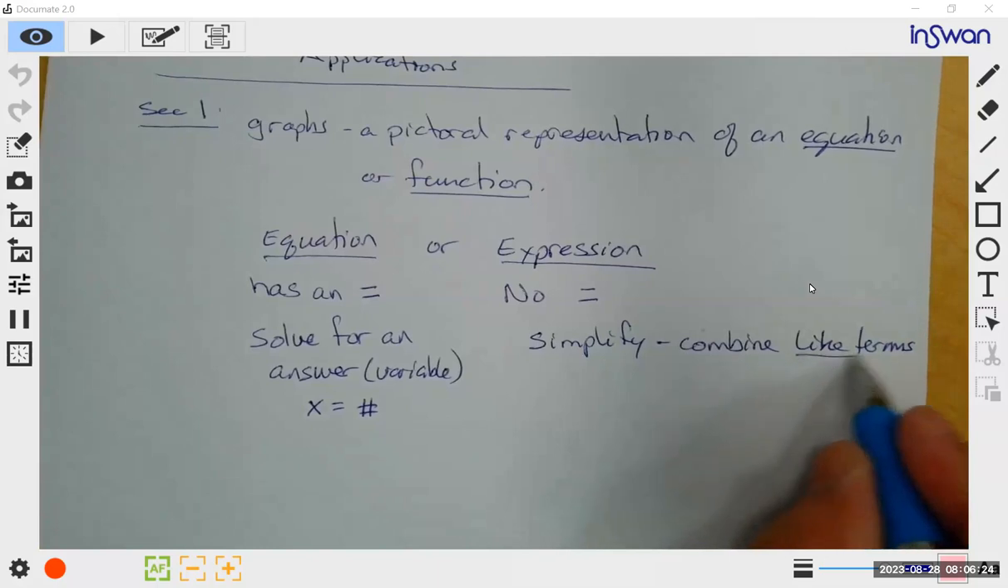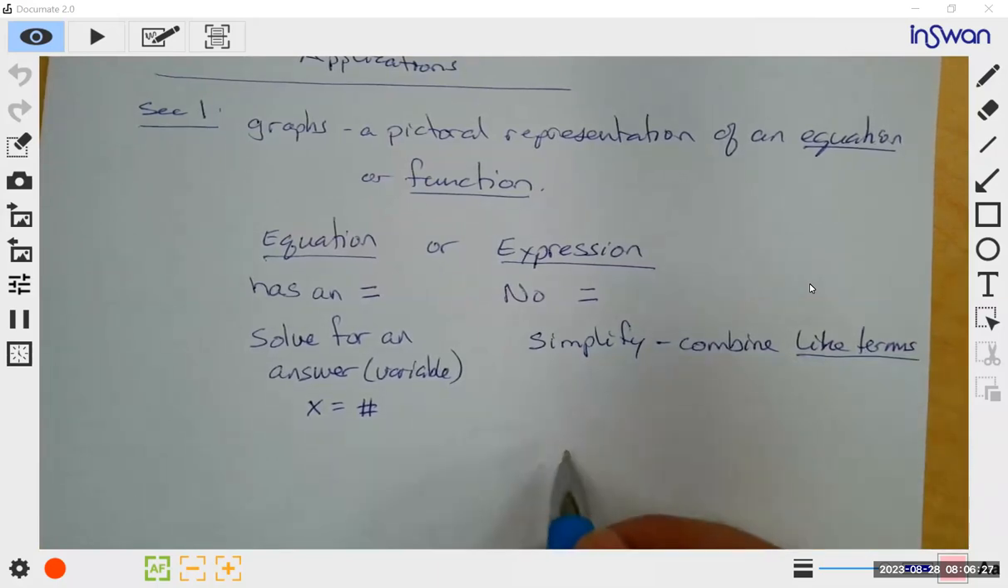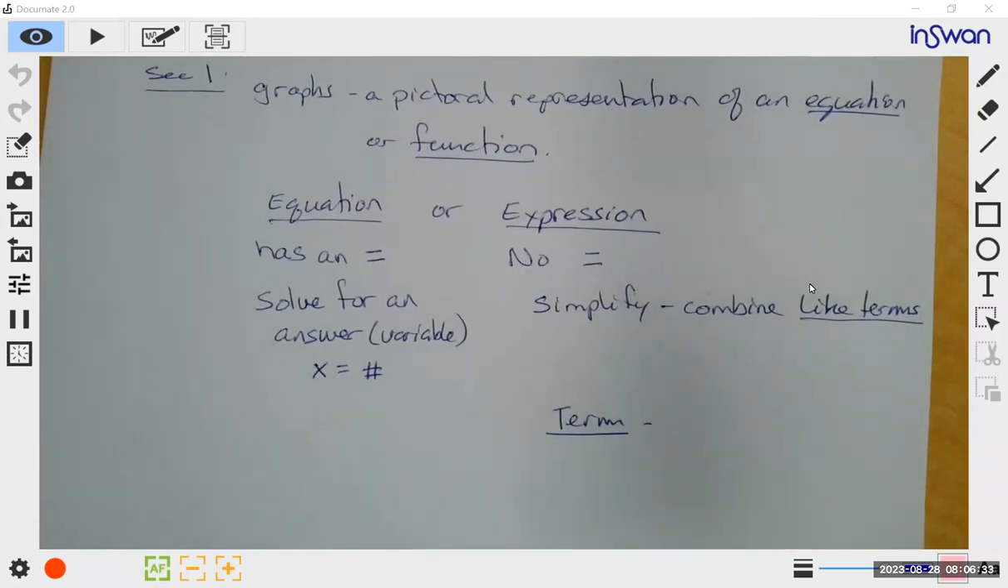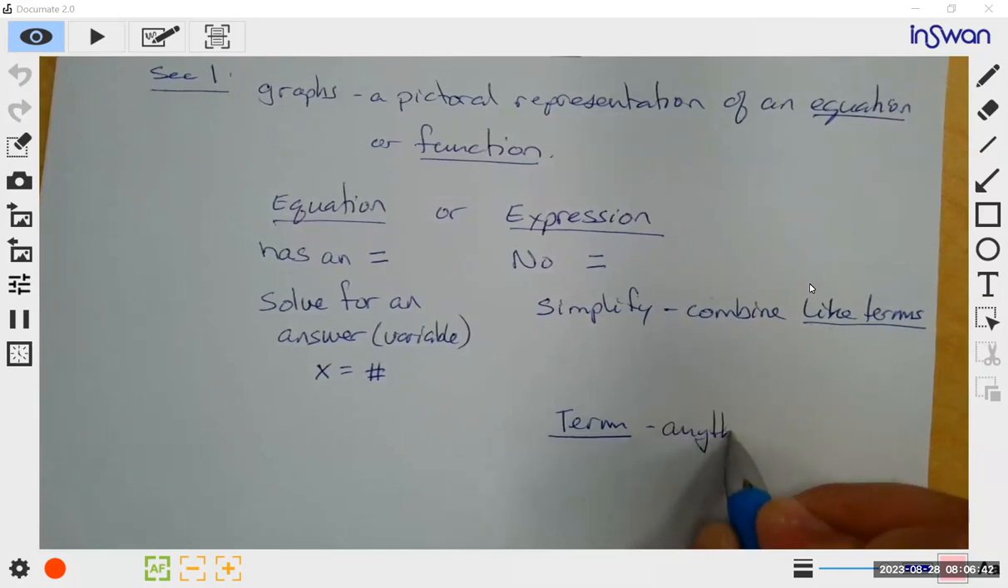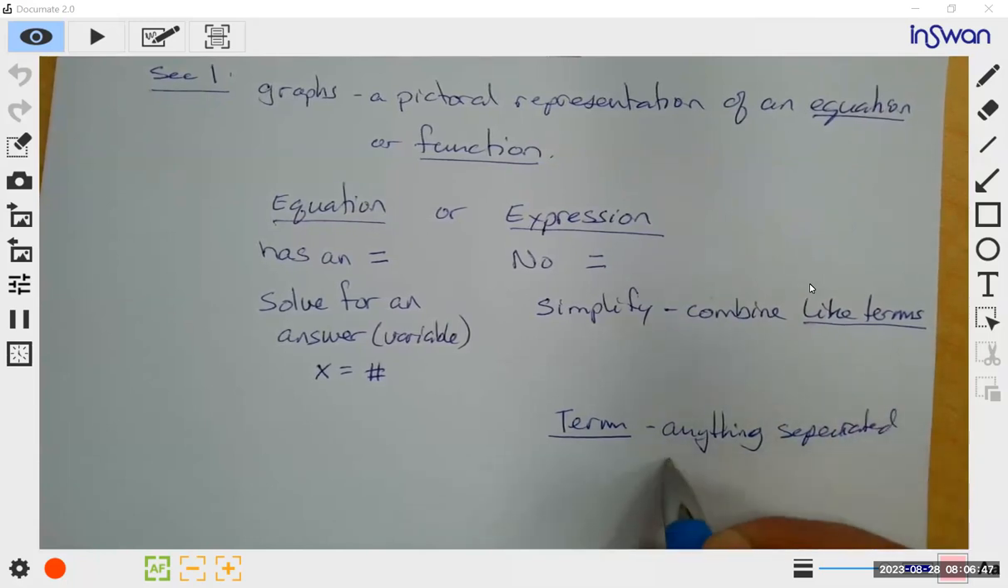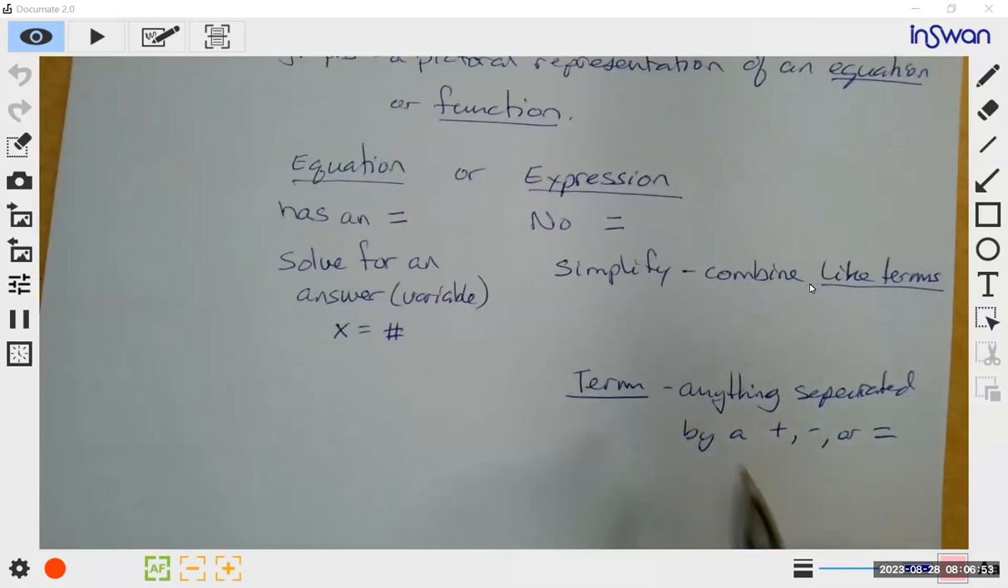Okay, what do we mean by like terms? What is a term? Yeah, there are letters and numbers. Basically a term is anything separated by a plus, minus, or equal sign. Letters and numbers or a combination. Or both.